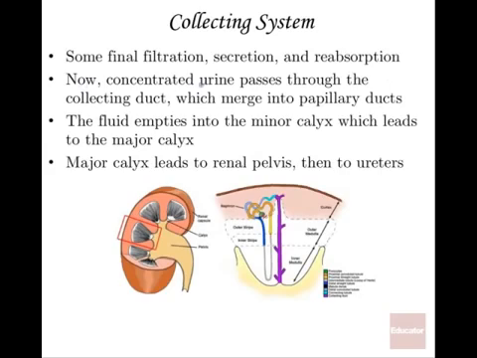But now, concentrated urine passes through the collecting duct, this purple region, which merges into papillary ducts. So the papillary ducts get all the different collections, the urine collected from the different nephrons in this region, and finally empty into what's called the minor calyx, which I mentioned before. The minor calyxes lead to these major calyxes, these kind of hallways that lead urine into the renal pelvis, and finally out into the ureters.